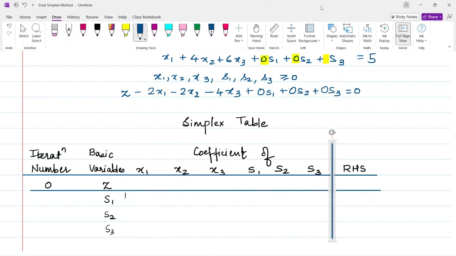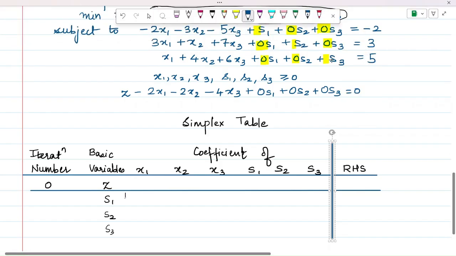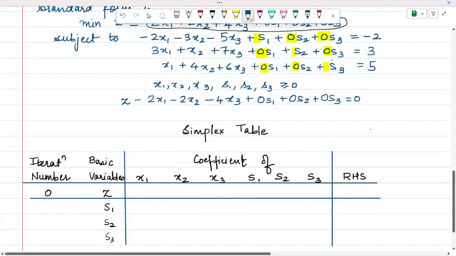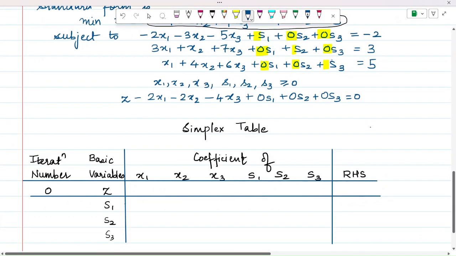No, still requires me to draw one more. Okay. So simplex table number one is ready. We need to fill in the values. To fill in the values, let's understand. We're going to first use the coefficients from the Z row. Coefficient of x1, x2, x3, s1, s2, s3.